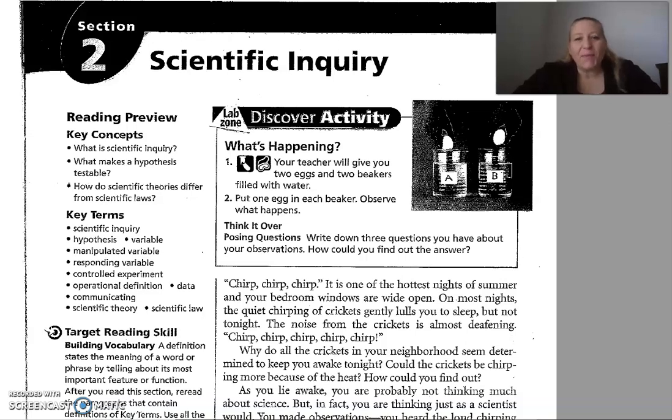Hi, we are going to be working on section 2, scientific inquiry. All right, so if you want to do the discovery activity at home, you can. Basically, you're going to take 2 eggs and 2 cups and fill them with water. Put 1 egg in each beaker and observe what happens. 1 egg should be a boiled egg and 1 egg should be a raw egg, and see what happens with both of those.